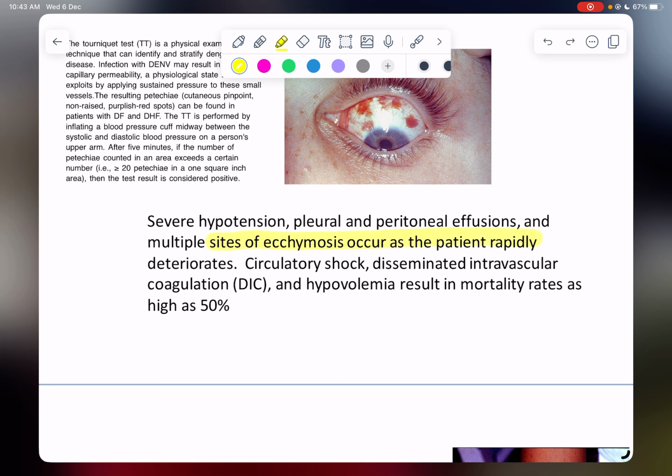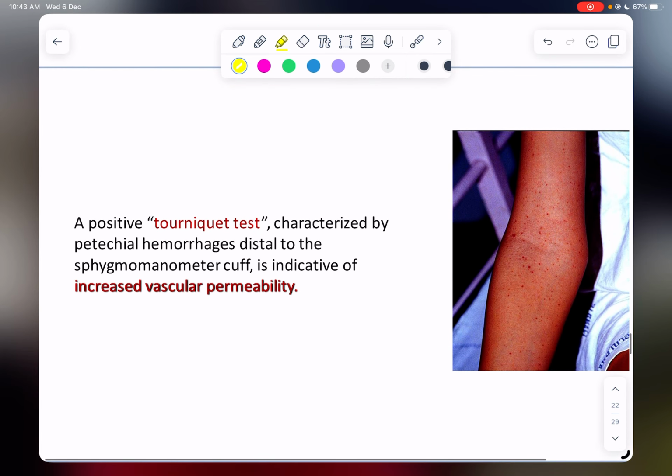This is a rough method to find out whether the patient has increased vascular permeability or not, whether there's a tendency of the patient to bleed. This is done by putting up a tourniquet, or a blood pressure cuff, on the upper arm, and you inflate it, right? You inflate it, and after inflation, if small reddish spots appear on the forearm, it means that the person has the tendency to bleed.